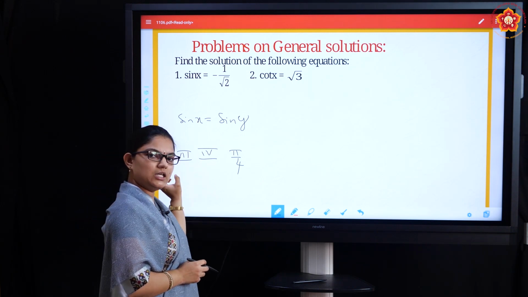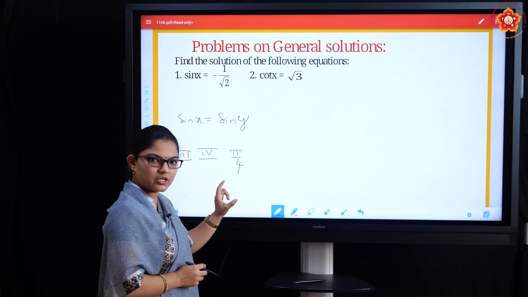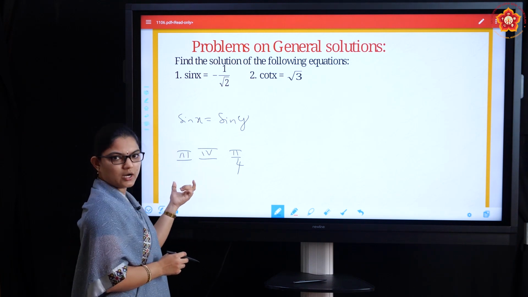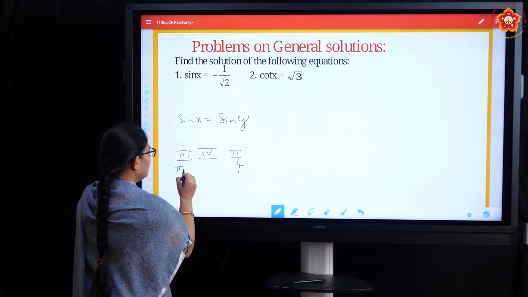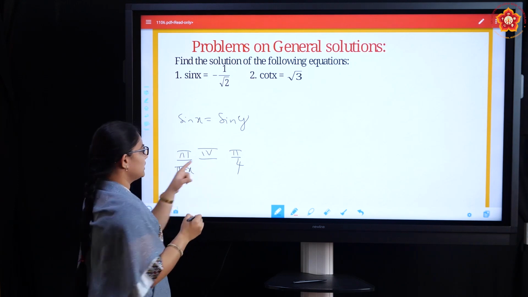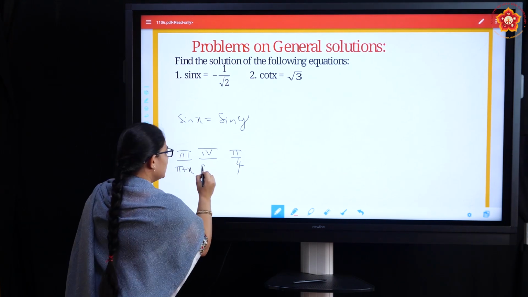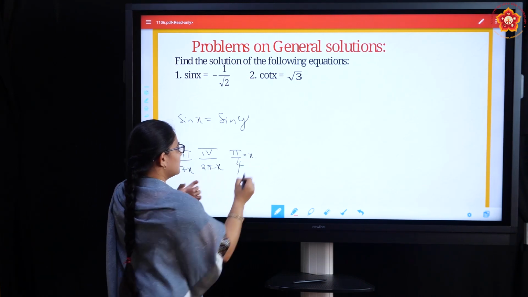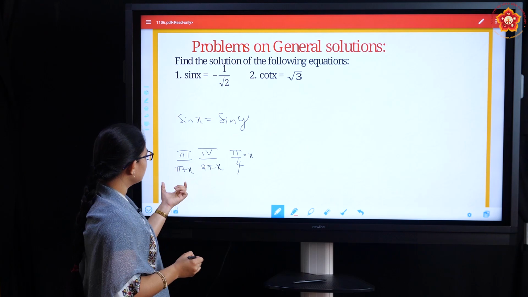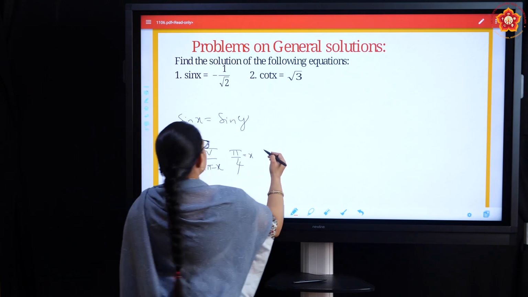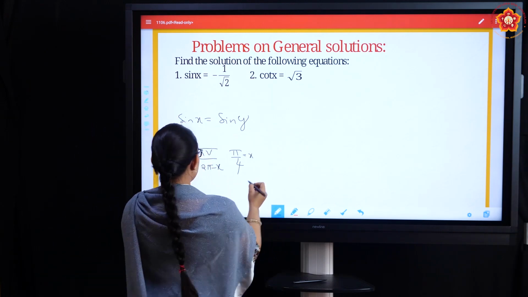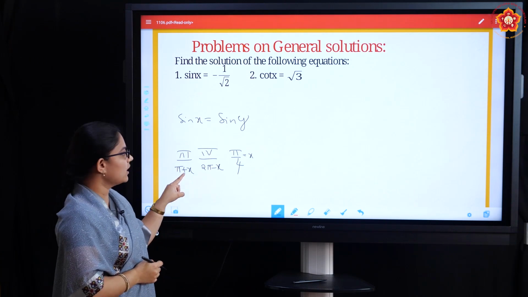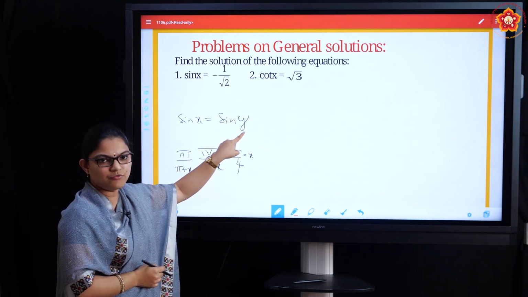If you want any angle which is there in the first quadrant, their corresponding third quadrant angle will be pi plus x, and their corresponding fourth quadrant angle will be 2 pi minus x. Here the x is pi by 4. We are free to choose any of the angles, we need only one angle for this y.